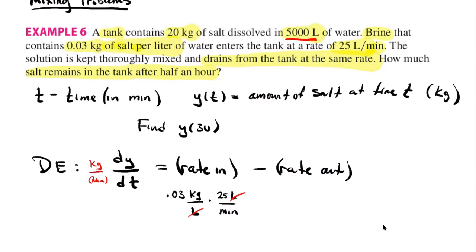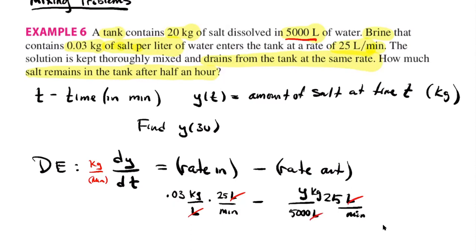What about the rate out? Well, it's also leaving at 25 liters per minute. But what's the concentration of the salt leaving? Well, it's changing in time. There's Y kilograms of salt in there at time t, but there's always 5,000 liters of solution in the tank. So Y over 5,000 is the concentration at time t, in kilograms per liter. And so again, the liters cancel, so that's also in kilograms per minute.